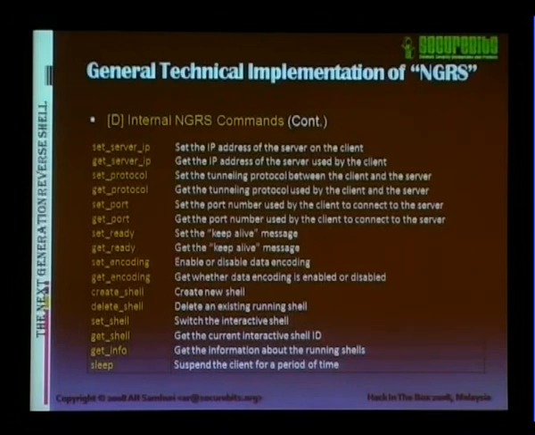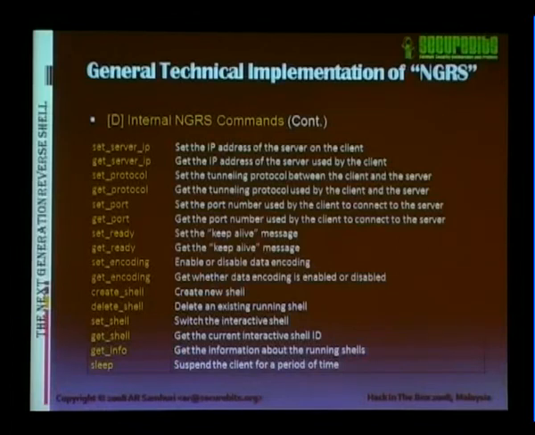Set the protocol and get the protocol. You can set the tunneling protocol on the fly using this command. For example, if you have the tunneling protocol HTTP, you issue set protocol FTP, and then you have FTP. Get protocol, you get the current tunneling protocol. Set port and get port also change the port number of the tunneling protocol, of the tunneling traffic.